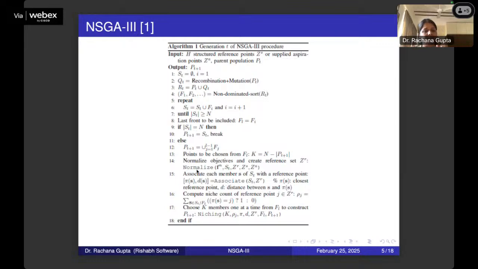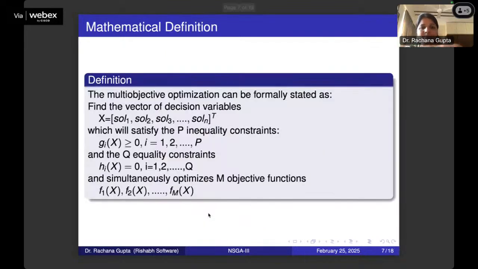So for that, we can see that processing is required, which is normalization, and then we go for the associate formula, and then we will rank all the solutions, and then we will select the required number of solutions from the solutions already present in front L. Okay, so this is the NSGA flow. Now let's go through each and every step in detail and very briefly.